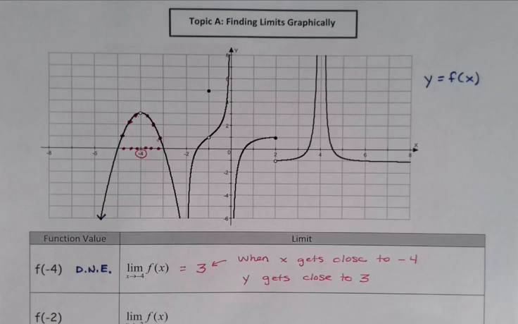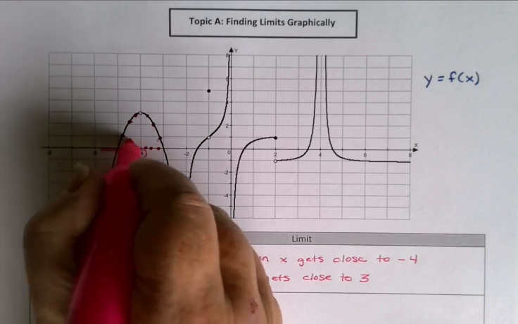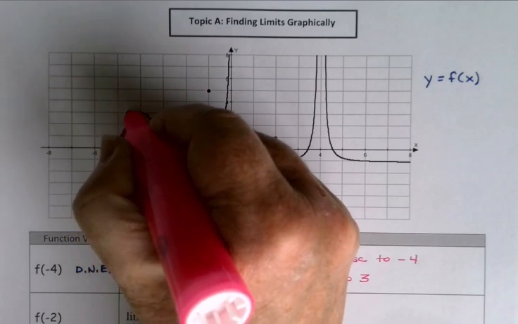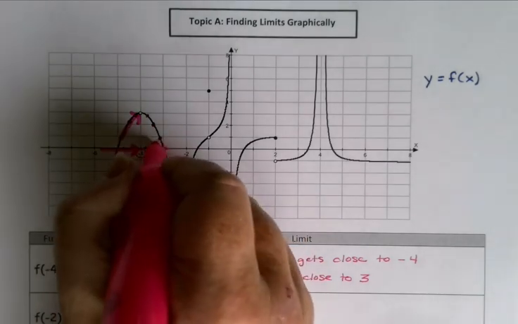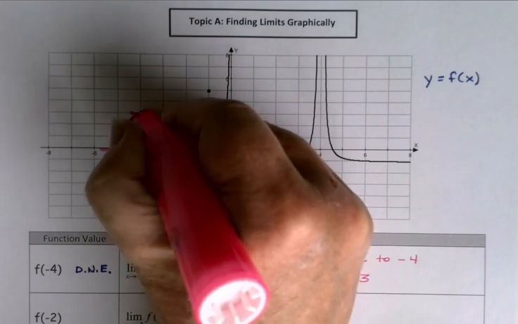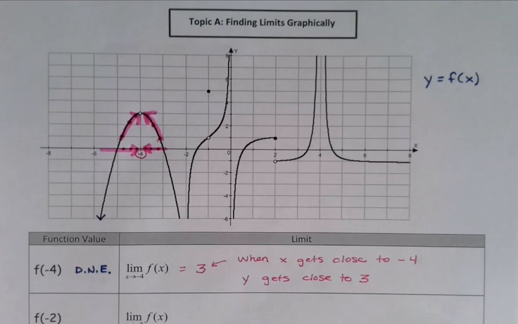Oftentimes, to show this visually, we'll use arrows. We'll say that as x gets close to -4 from the left, the graph approaches that missing point. And I can do that same thing, coming towards -4 from the right. Once again, the graph approaches that missing point, or approaches the y value of 3.